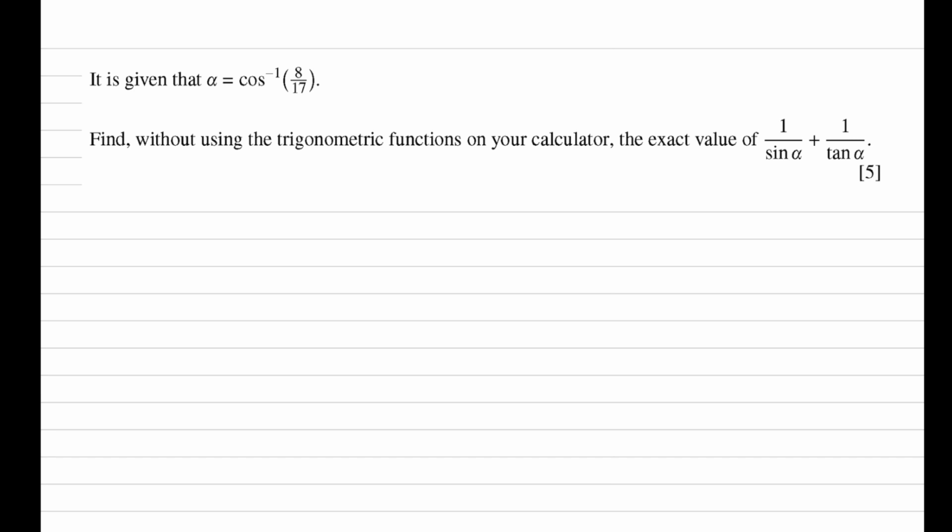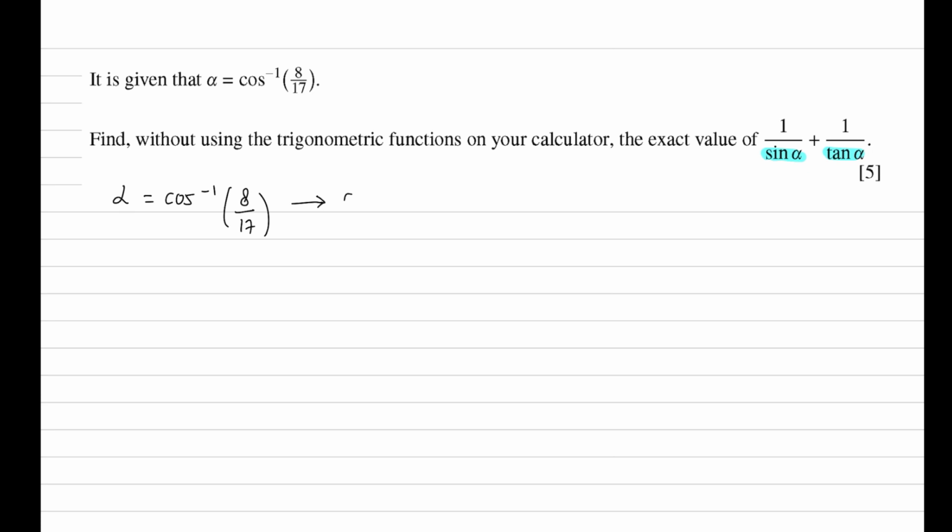It is given that alpha equals cos inverse 8 over 17. So this is what we know: alpha equals cos inverse 8 over 17. Without using a calculator, we want to find the exact value of 1 over sine alpha plus 1 over tangent alpha. So we need the value of sine alpha and tangent alpha.